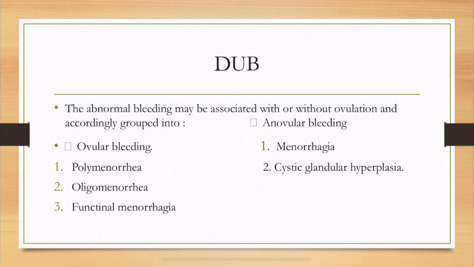Then in anovular bleeding, it is menorrhagia, excessive bleeding, and cystic glandular hyperplasia. We are also going to discuss cystic glandular hyperplasia. So ovular is poly, oligo and functional. Anovular is menorrhagia and cystic glandular hyperplasia.